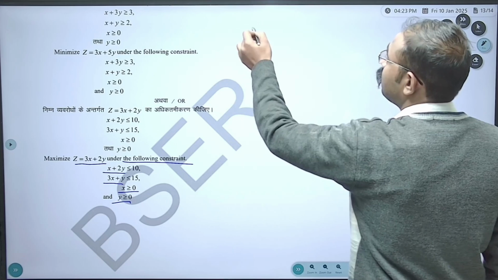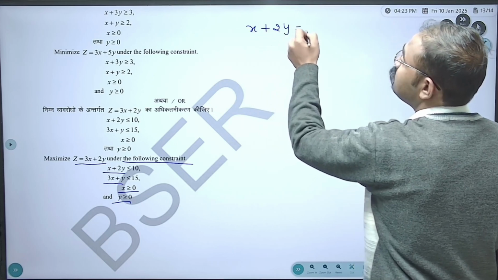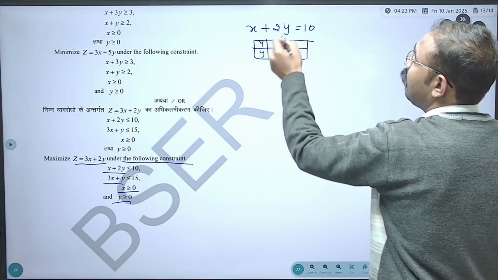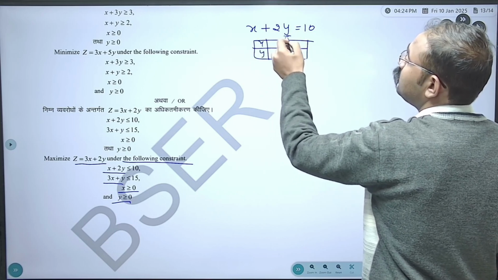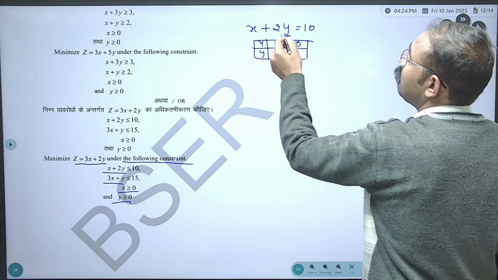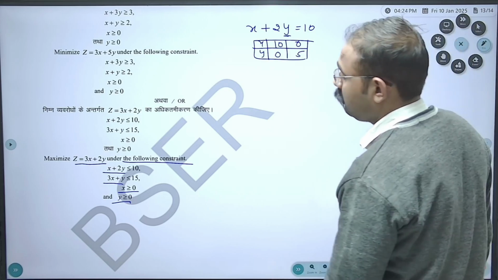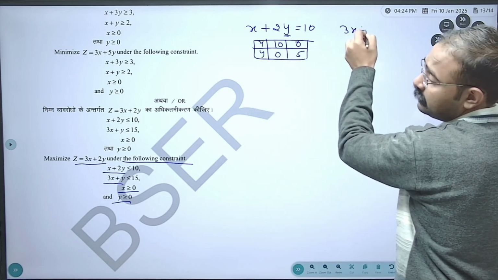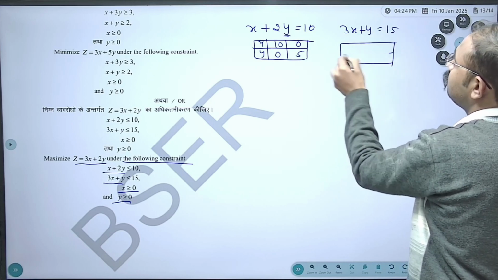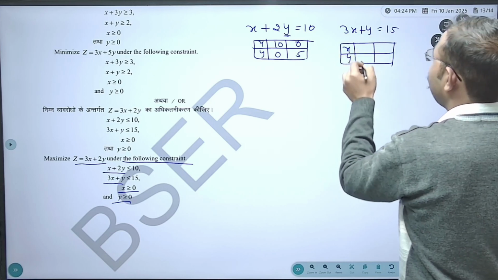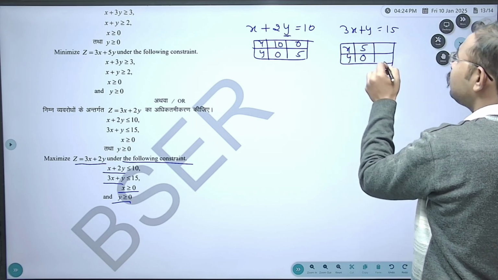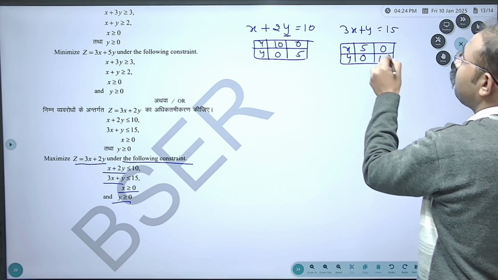So by changing inequalities into equations, x plus 2y equals 10, we will make a table for this equation, x, y. When y is equal to 0, then x will be 10, and when x is 0, then y will be 5. This is the table for the first equation. Second equation is 3x plus y equals 15. Here x, y. When y is equal to 0, x will be 5, since 3 times 5 is 15, and when x is equal to 0, y will be 15.